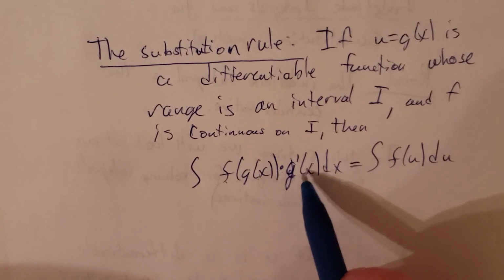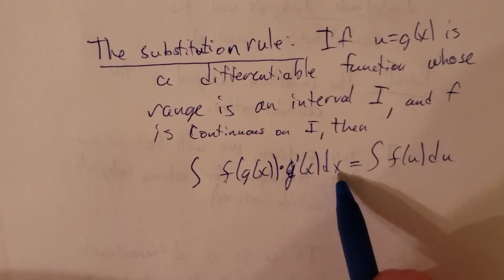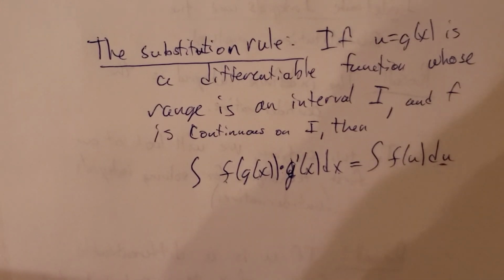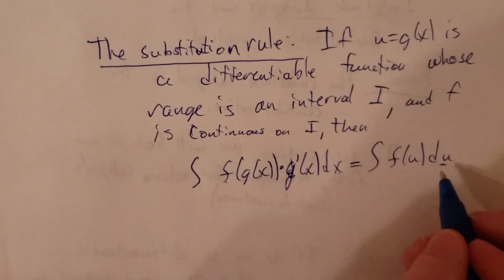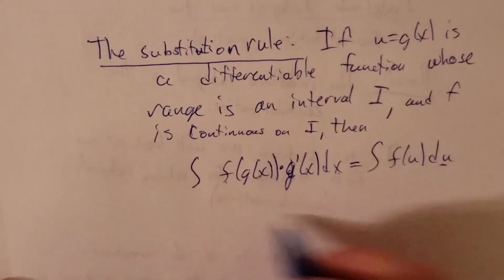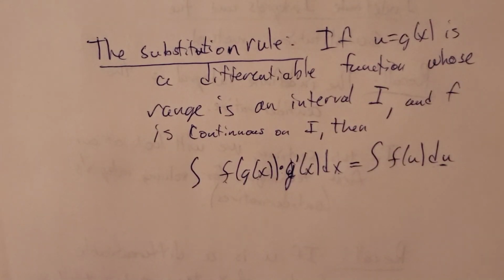And then times, well, what is g prime of x dx? That is our derivative of u, which we're going to use the notation du here. So du is just g prime of x dx, again thinking in terms of differentials. And so this is our substitution method. Stay tuned for the next video where we're going to do several examples using this idea.